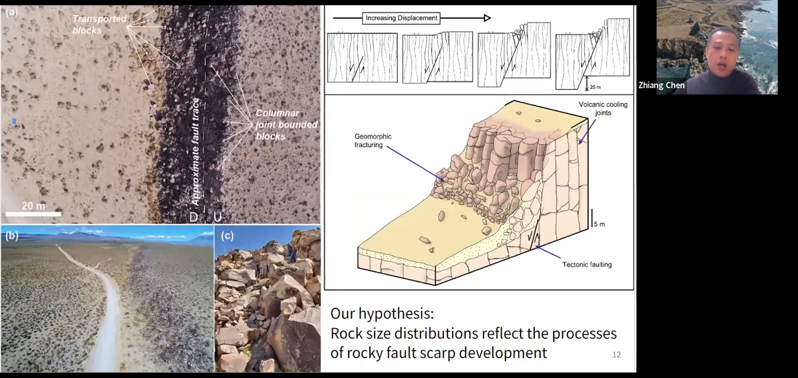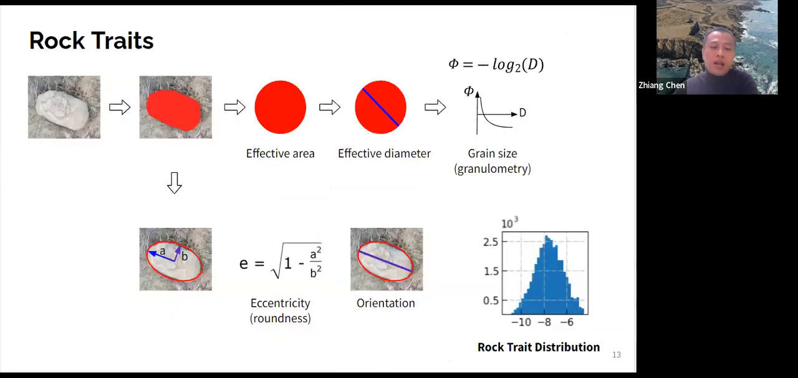Our hypothesis is that rock size distributions reflect the processes of rocky fault scarp development. If we generalize our idea, it's not just about rock size. Rocks are everywhere, and rock size is just one of the geometric characteristics. For example, if we can extract a mask from a 2D image, we can get the equivalent area and calculate the effective diameter, and also convert the effective diameter to grain size phi, which is commonly used in granulometry. We can also fit the 2D mask with an ellipse, and then use eccentricity to represent rock roundness, and use the major axis to represent rock orientation.